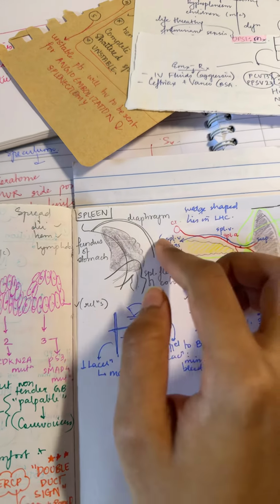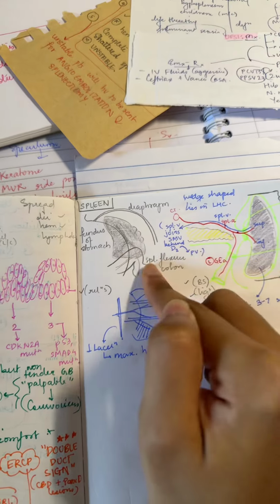Learn about the spleen. It's a wedge-shaped organ that lies in the left hypochondrium below the diaphragm. It is overlying the fundus of the stomach. It is also in contact with the splenic flexure of the colon.